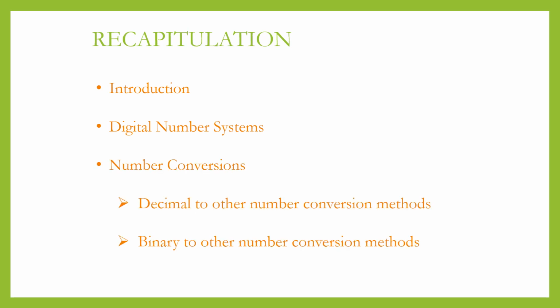Students, here is a summary of today's session. Today we learned about data representation and digital numbers. We use digital numbers to represent data, and number conversion. We have studied 4 different types of number systems, that is decimal, octal, binary and hexadecimal, and how we can convert these numbers from one system to another. And we have studied only 2 methods, that is decimal to other number systems and binary to other number systems. There are some more. We will learn about those methods in the next session.